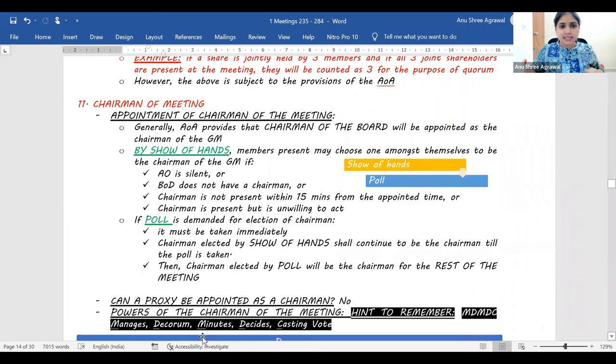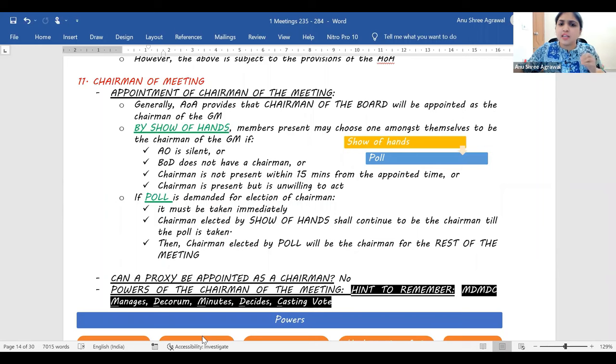Chairman of the meeting. This is simple. Who is the chairman? Generally, the AOA will mention who the chairman is. But in case the AOA is silent, or the AOA is mentioning, okay? Generally, what does the AOA mention? Generally, the AOA mentions that the chairman of the board of directors will become chairman of the general meeting also.